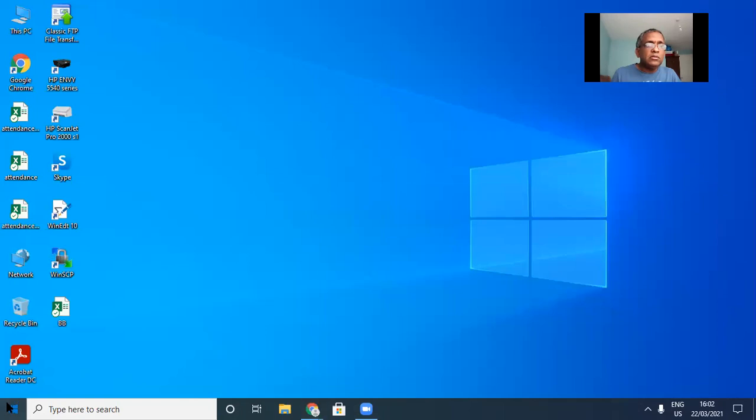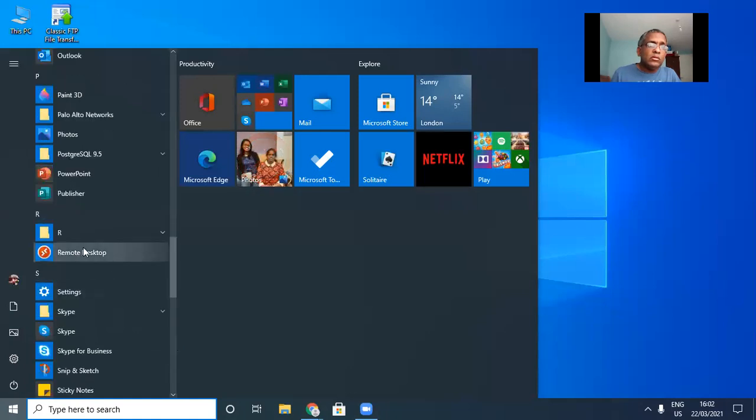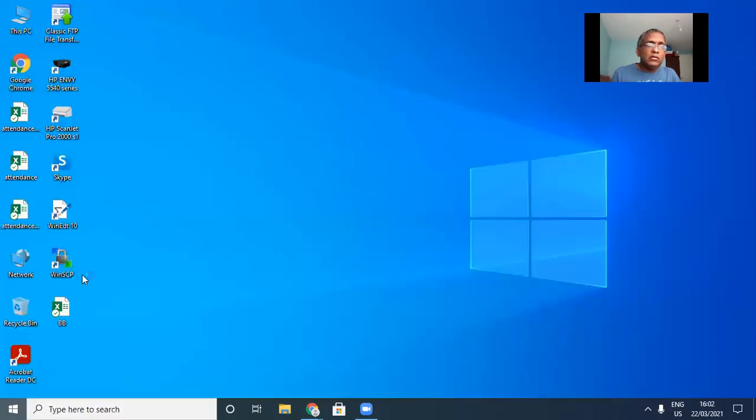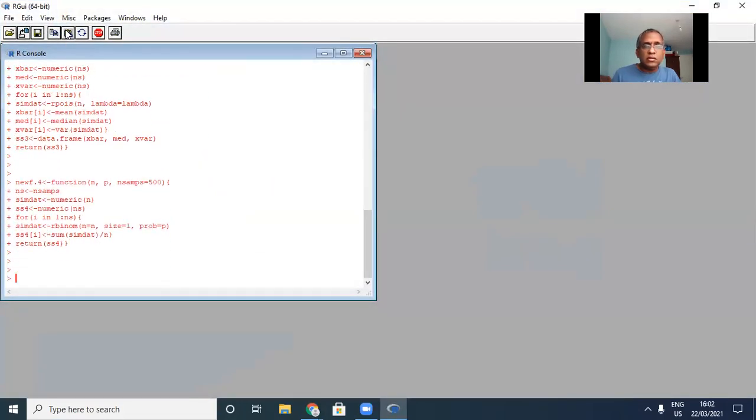To open R, you go into the Start menu, and then you click here. Now I'm going to paste all 4 functions here.